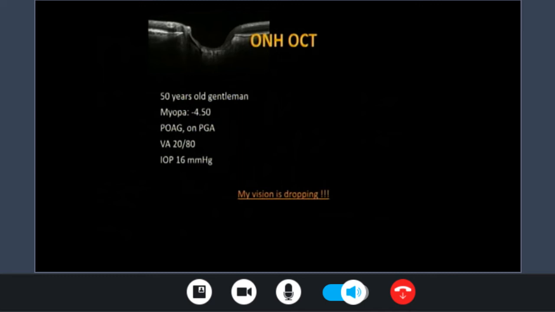Just I'll bring to you one case scenario so that we will not exceed our time. A 50-year-old gentleman who is myopic. His refraction is minus 4.5, having primary open-angle glaucoma and on a prostaglandin analog. His IOP is 16 and his vision is 20/80, and he's complaining about dropping vision.